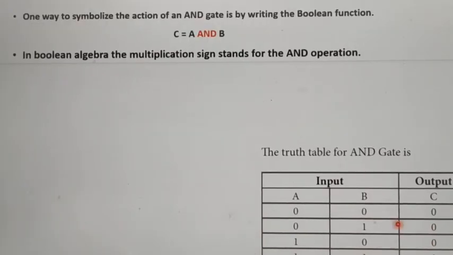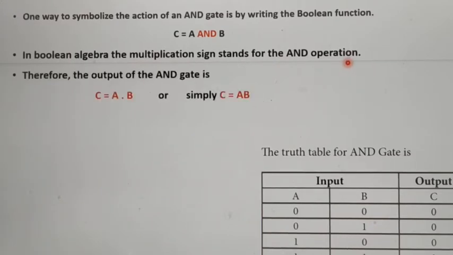Next point, one way to symbolize the action of an AND gate is by writing the Boolean function. Here C is equal to A AND B. Here AND is the Boolean function, A and B both are Boolean variables. In Boolean algebra, the multiplication sign stands for AND operation. Here we are using dot, that is multiplication, to represent AND operation. Therefore, the output of the AND gate is C equals A AND B, or simply you can write C equals AB. Read this as C equals A AND B.